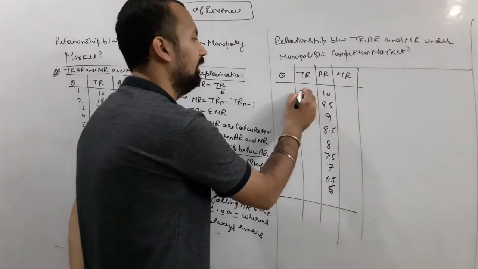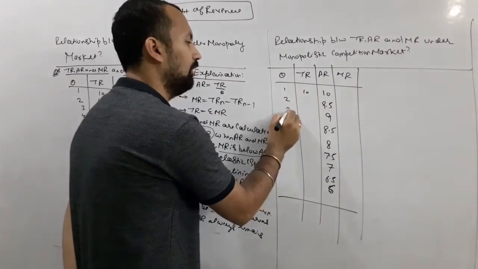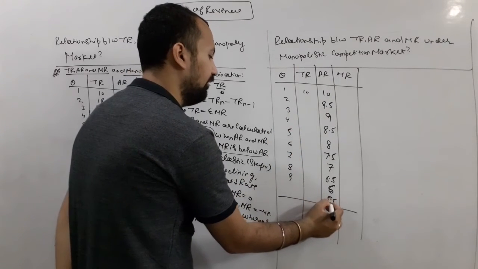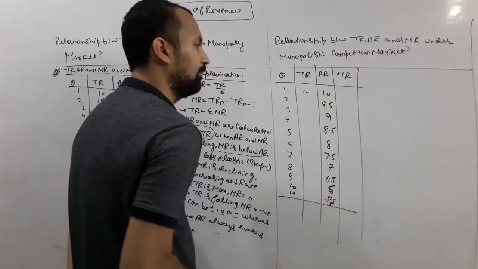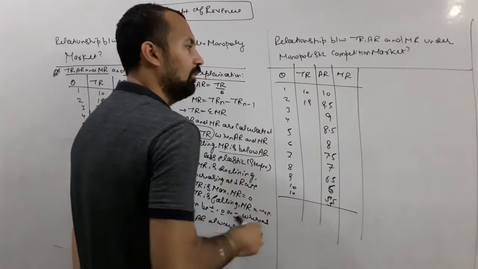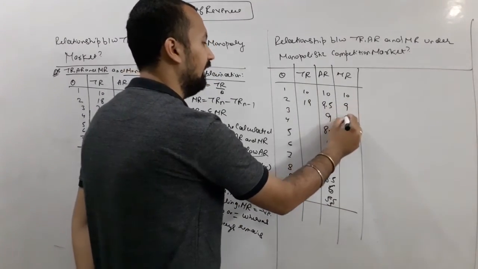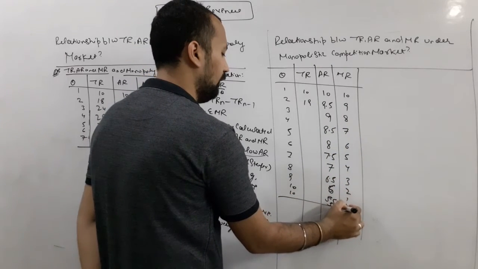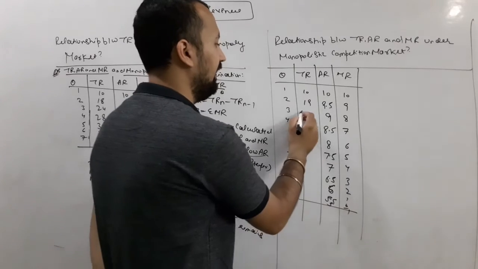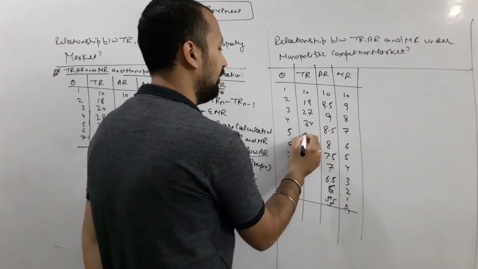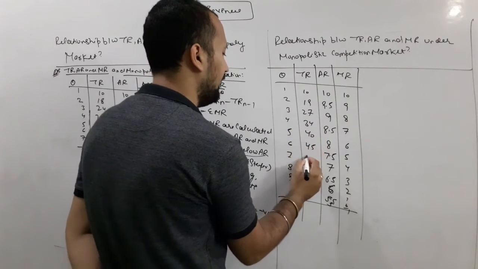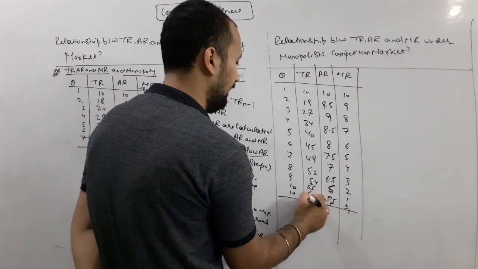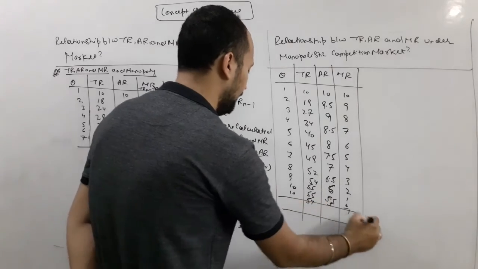First value of TR is 10. Then 19, 27, 34, 40, 45, 49, 52, 54, 55, 55, then 54. Second value is 19. So what I am writing down here for MR is 10, 9, 8, 7, 6, 5, 4, 3, 2, 1, 0, minus 1.